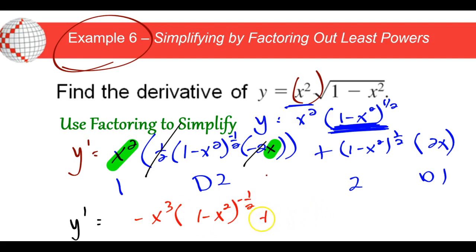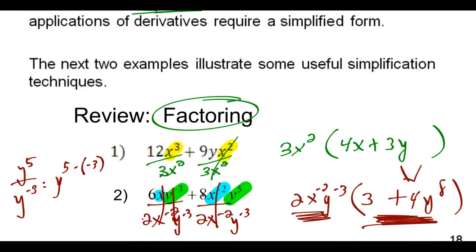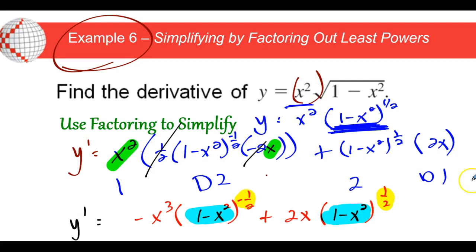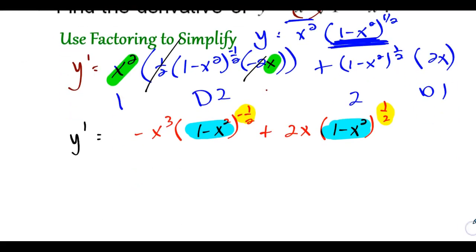plus 2x times the 1 minus x squared to the positive 1/2. And now we're back to the other lesson, which is smaller. Because this factor is really the same as this factor, just like I had done before. They just have different exponents, right? So they're kind of like both y terms. So these are both 1 minus x squared terms.